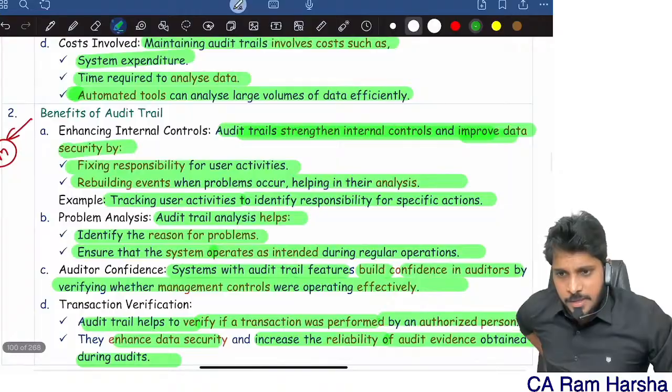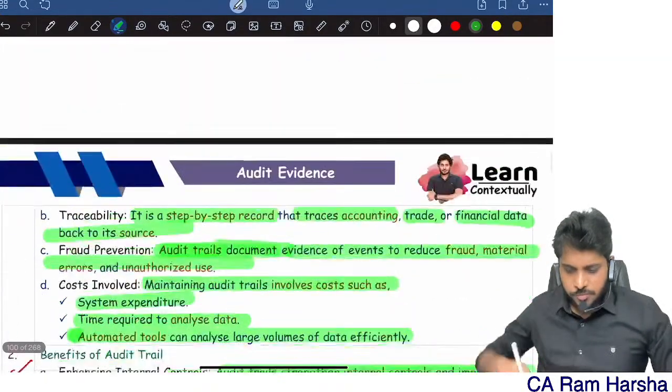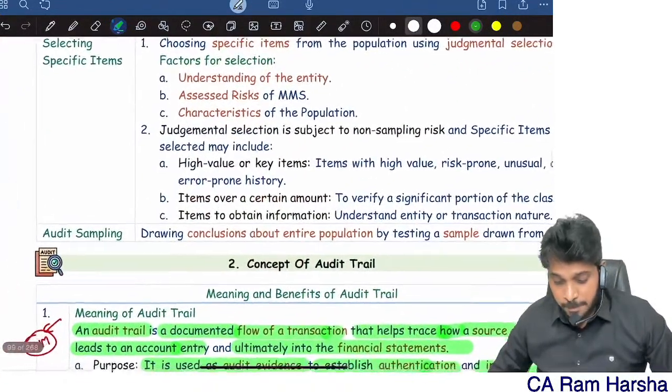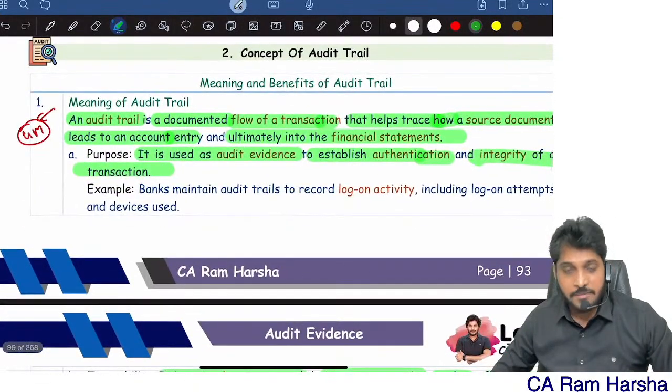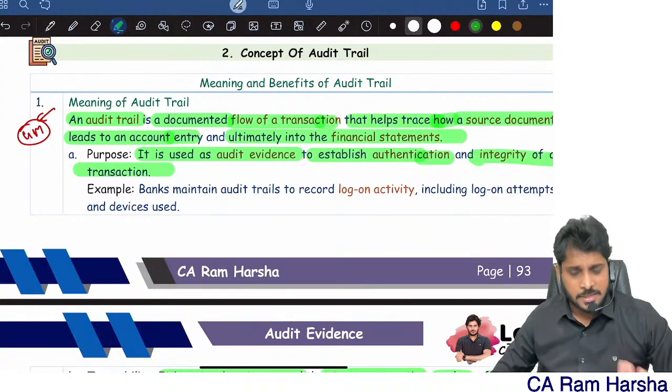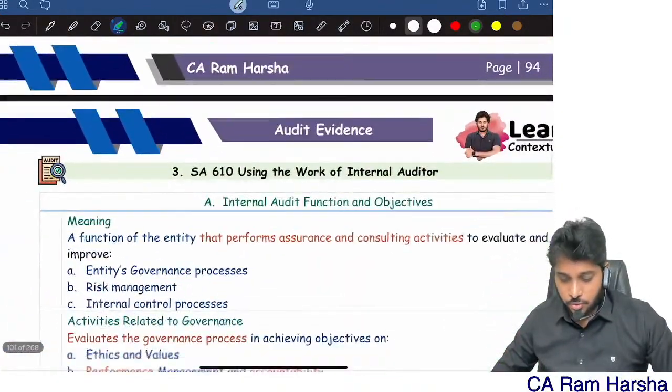That's it. So with this, this audit evidence topic is mainly over. Four standards are predominantly covered here. The audit trail concept is covered, and I also covered the assertions topic.